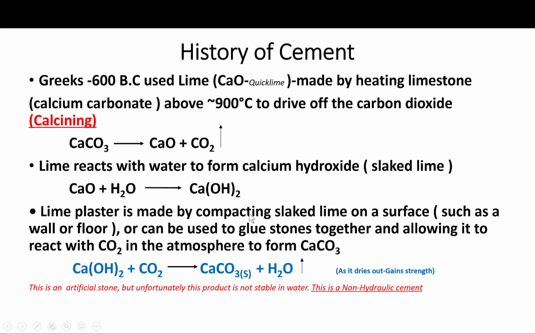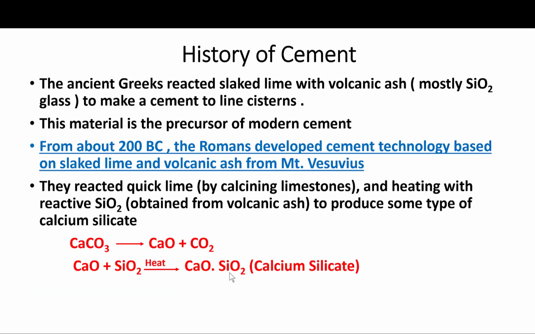And again, according to this equation, the slaked lime will react with the CO2 in the atmosphere and result again in solid calcium carbonate, and of course water is driven off. As it dries, it gains strength. This is an artificial stone, but unfortunately this product is not stable in water, so it is a non-hydraulic cement. So again, the need still existed for a cement that is stable in water.